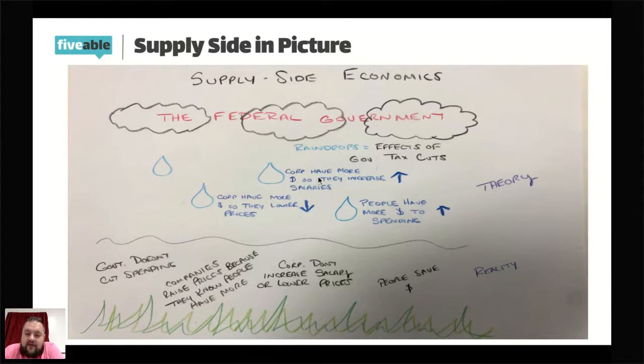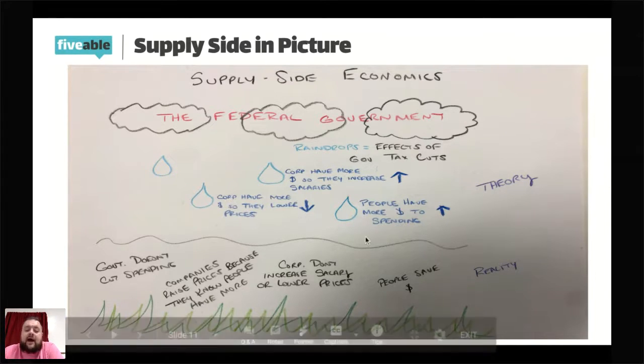So one of them I have labeled is corporations have more money because they can increase salary. That's the idea, because we also cut taxes on corporations. So corporations now have more money, so they can increase the salaries of the people that work for them. Another one, people have more money, so they can start spending it. So that's going to help the economy. And then another one, corporations have more money, so they can lower the prices of the goods they're selling. So this is the theory of supply side.